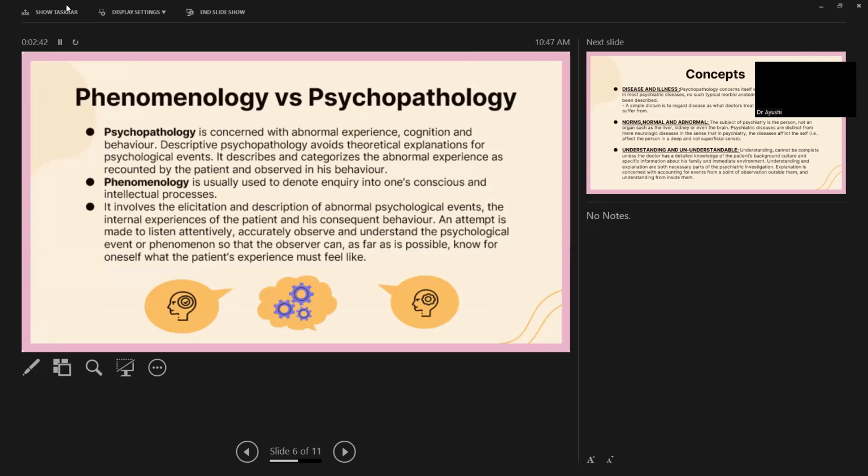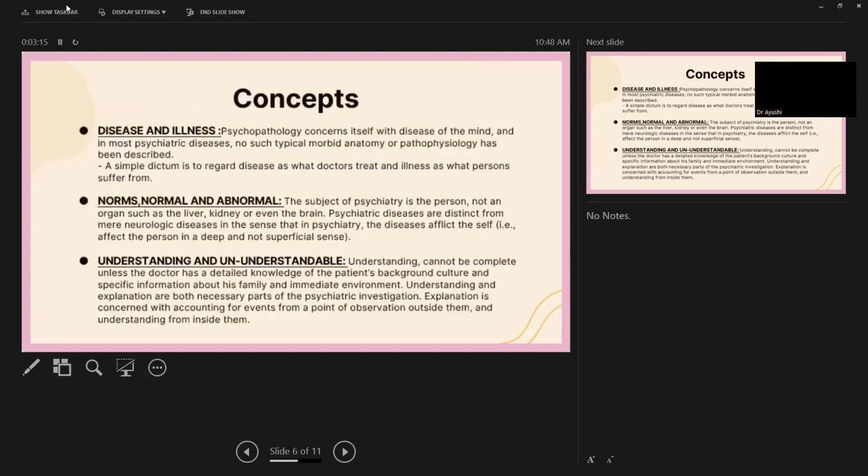It describes and categorizes the abnormal experience as recounted by the patient and observed in his behavior. Whereas phenomenology is usually used to denote inquiry into one's conscious and intellectual process. It involves the elicitation and description of abnormal psychological events, the internal experiences of the patient, and his consequent behavior. An attempt is made to listen attentively, accurately observe, and understand the psychological event or phenomena so that the observer can, as far as possible, know for oneself what the patient's experience must feel like.